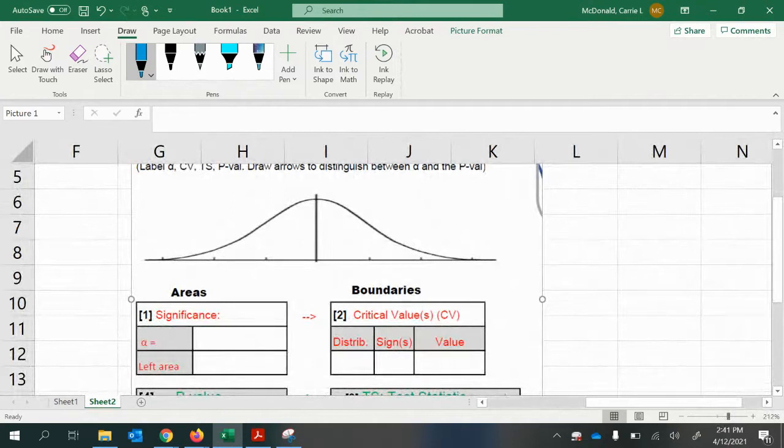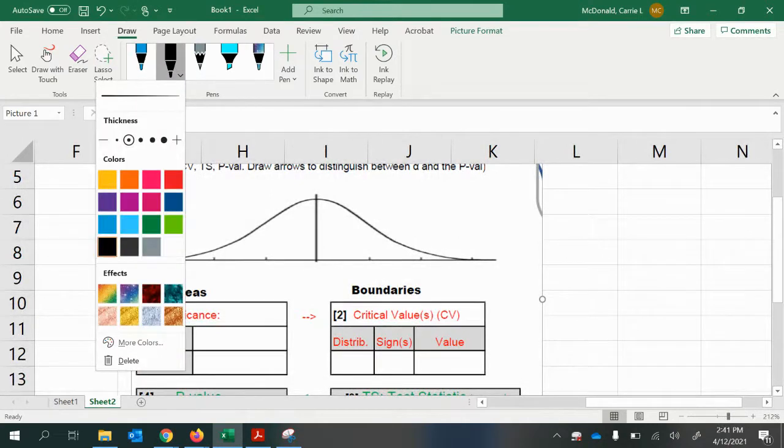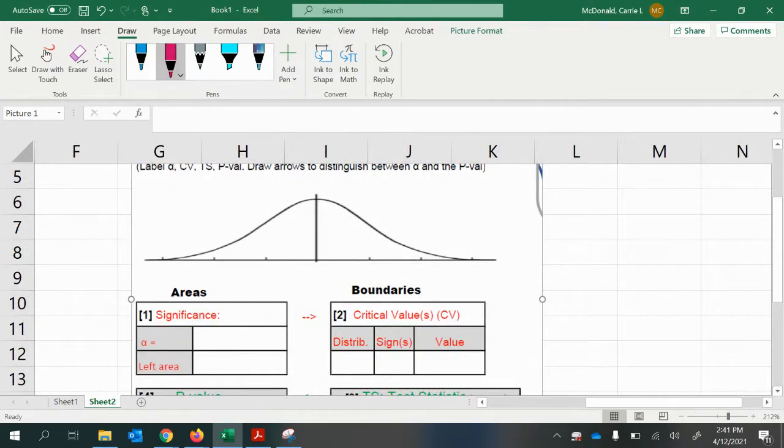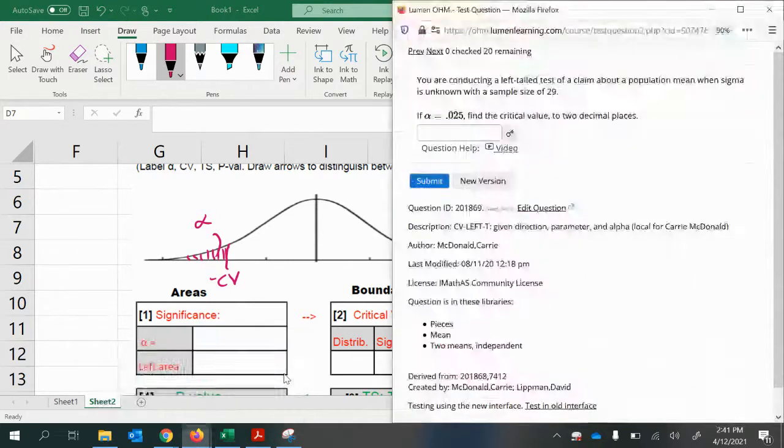All right, so they said a left-tailed test, right? So my significance level is going to be all in one tail, not split up in 2 parts, and my critical value is going to be negative then. Now, let's figure out what the area is there. So this area alpha was given in the problem, as it will always be, 0.025.